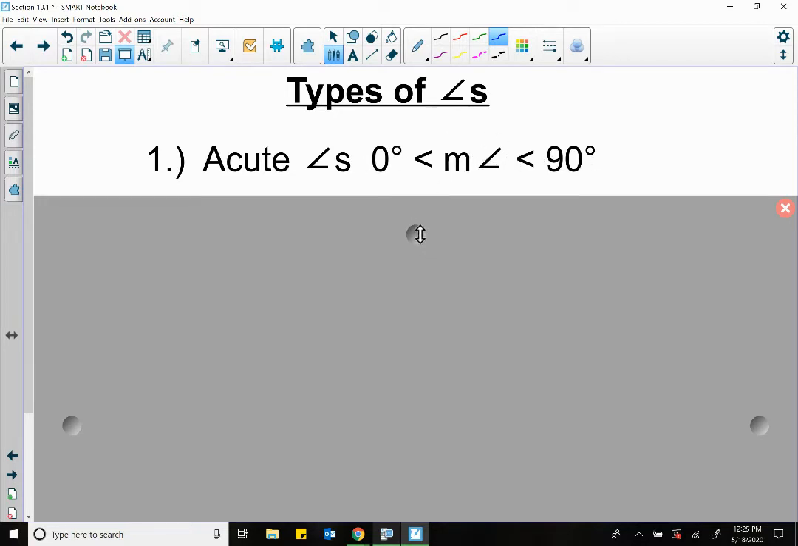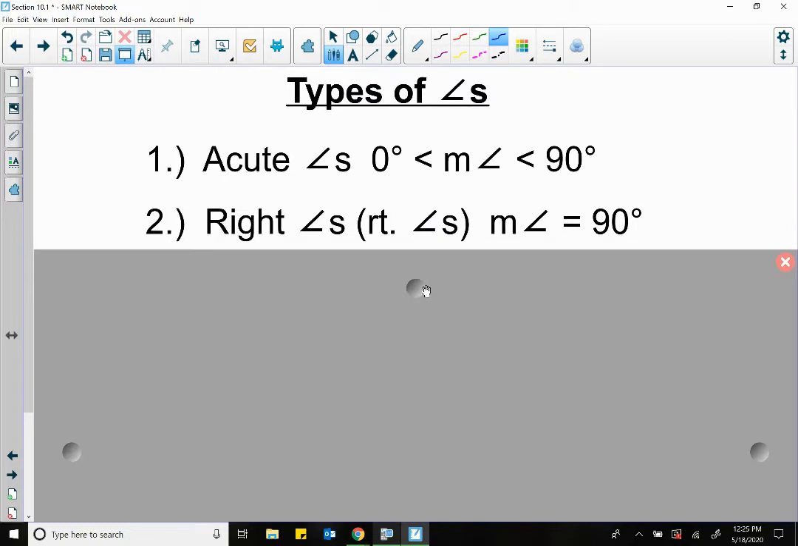Okay? Well, what do I have? What do I call an angle that measures 90 degrees? Hopefully you all know that to be the right angle. I abbreviate right angles also RT because I'm lazy. So any angle that measures exactly 90 degrees is a right angle. All right.